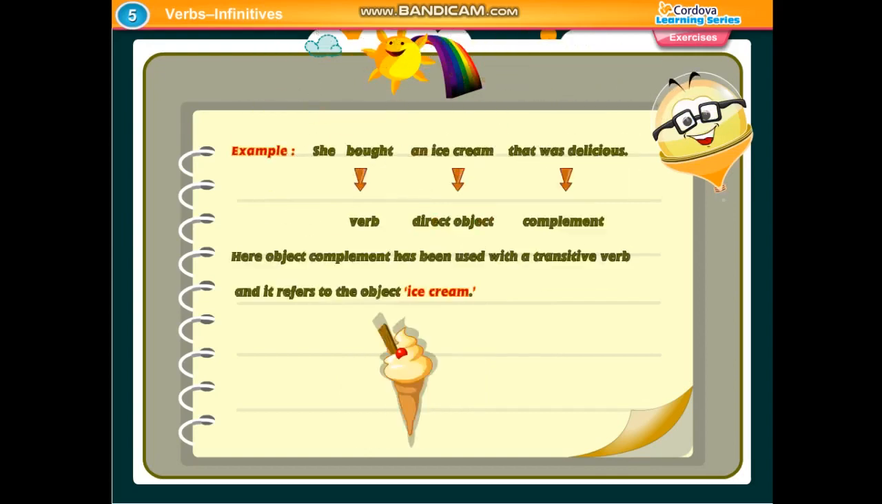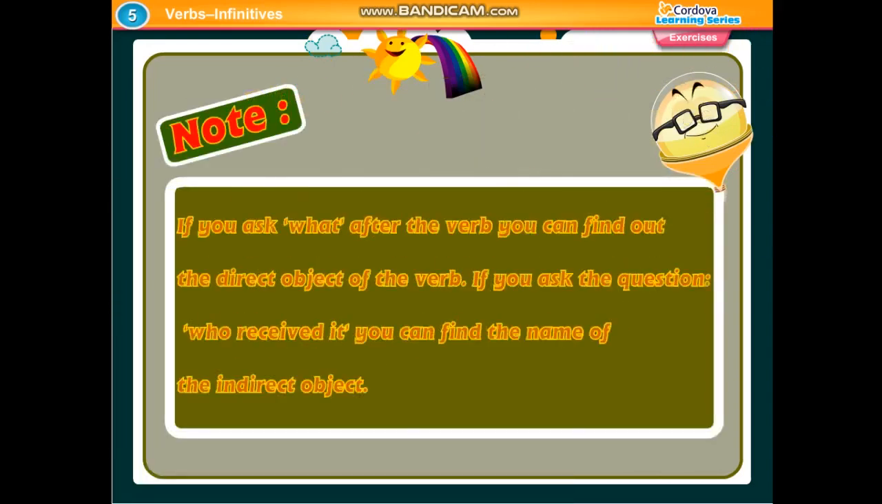Example: She bought an ice cream that was delicious. Verb, direct object, complement. Here, object complement has been used with a transitive verb and it refers to the object, ice cream. Note: if you ask what after the verb, you can find out the direct object of the verb. If you ask the question who received it, you can find the name of the indirect object.